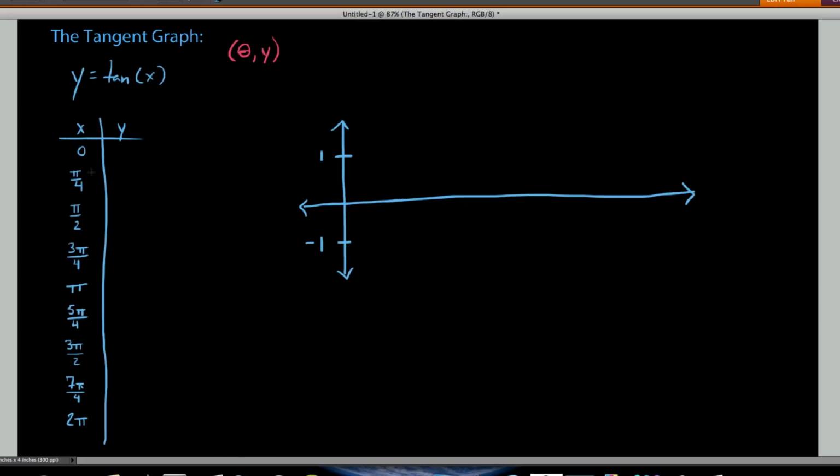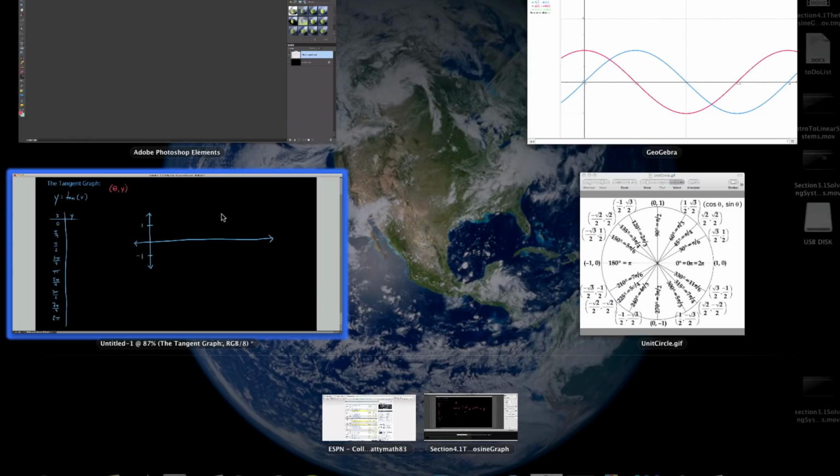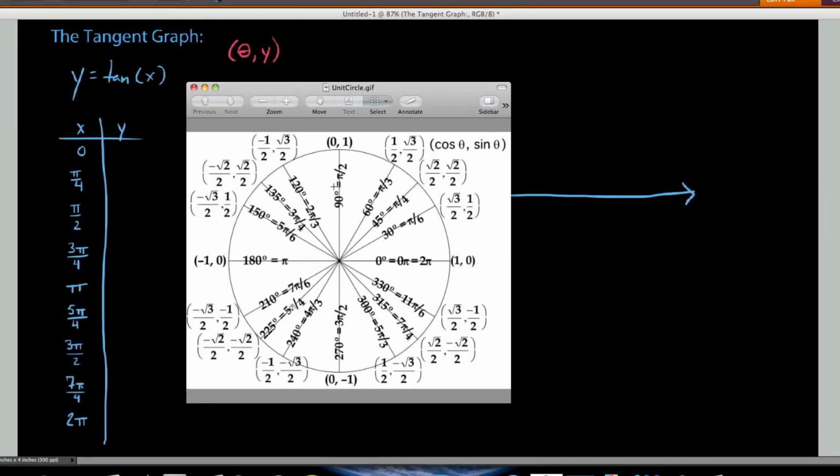And you notice here that I've already got a table set up on the left, and we're going up by pi fourths increments every time. That is, we're going up by 45-degree increments every time, and we're going to be utilizing this unit circle heavily.